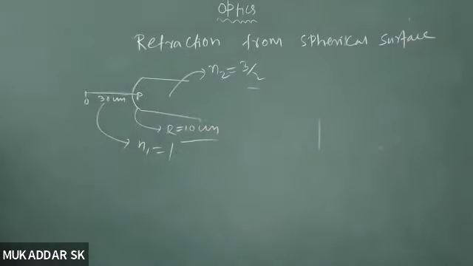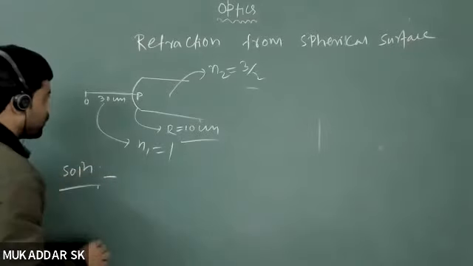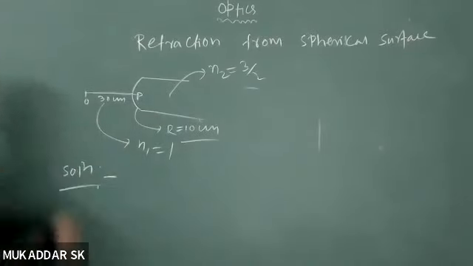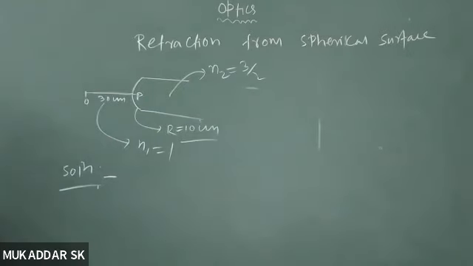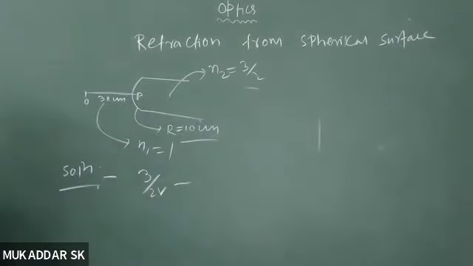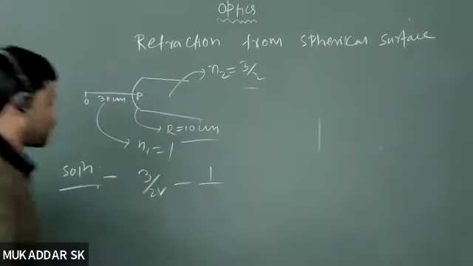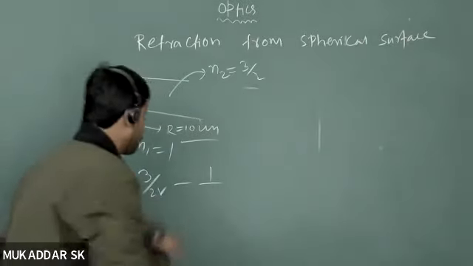Now you have to tell the position of the image as well as the type of image. So again, I will use the same formula. n2 by v minus n1 by u equals n2 minus n1 by r. So you have to calculate the position of the image, that means you have to calculate v. So n2 by v, how much is n2? 3 by 2v minus n1 by u. What is n1? The refractive index of this medium. So u will be how much?